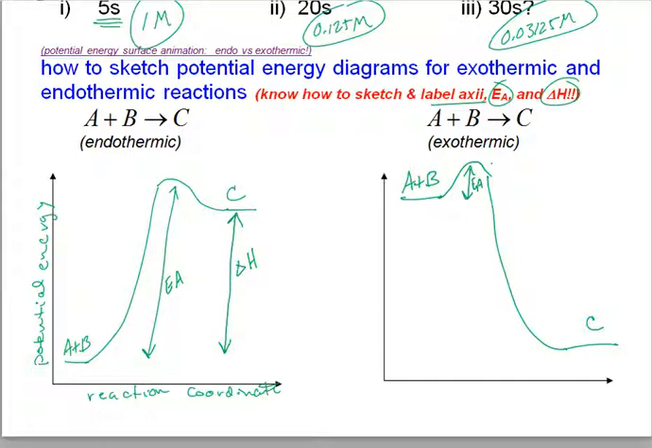Exothermic reactions are much more spontaneous, right? And then the energy difference between reactants and products is your delta H. And don't forget to label your axis.